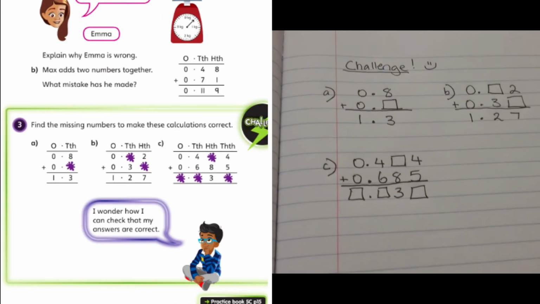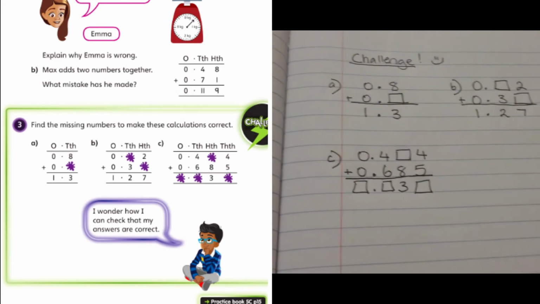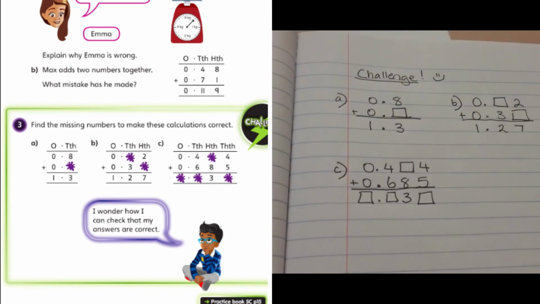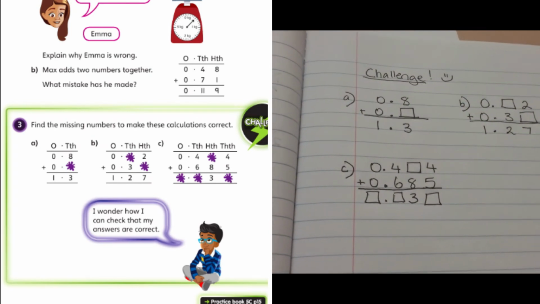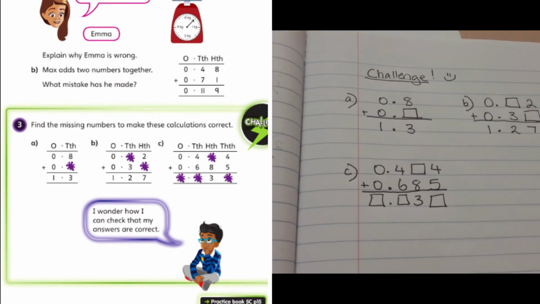Finally, we're on to the challenge at the bottom of page 23. Now, I really like this challenge because I love solving missing numbers type problems, and that's exactly what this is. It says to find the missing numbers to make these calculations correct. Well, really, these are actually quite simple once you know how to do them.